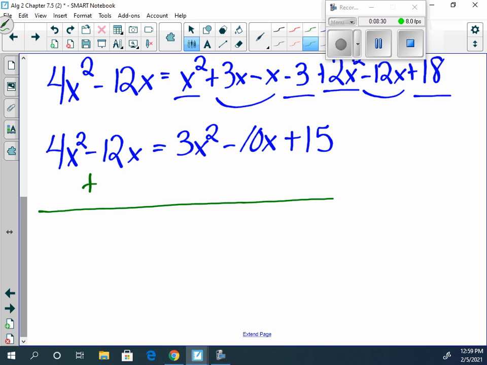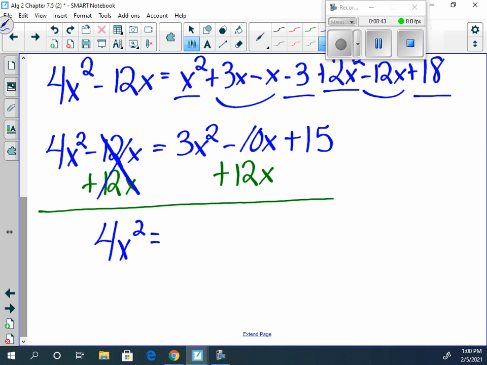So we can add 12x first. We can add 12x to both sides. And if we add 12x to both sides, well, negative 12x plus 12x will cancel, leaving me with 4x squared is equal to 3x squared. Well, negative 10x plus 12x would be plus 2x plus 15.